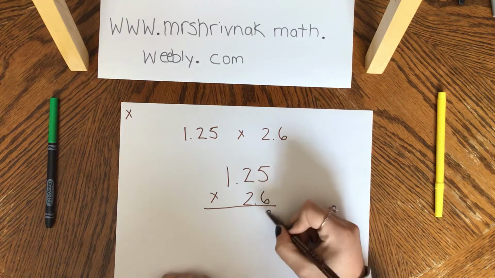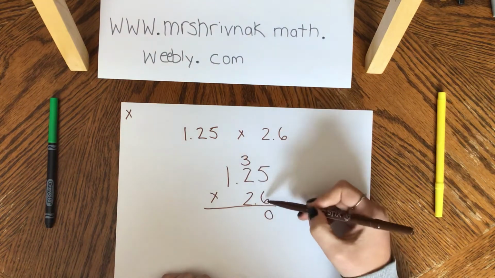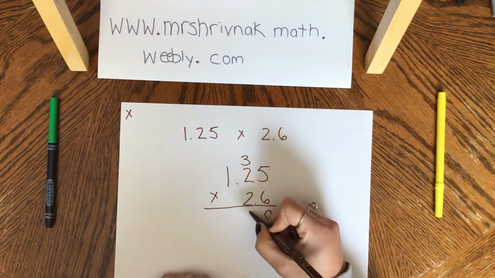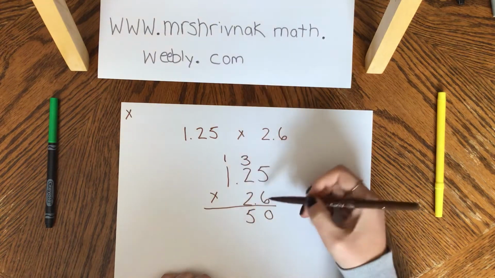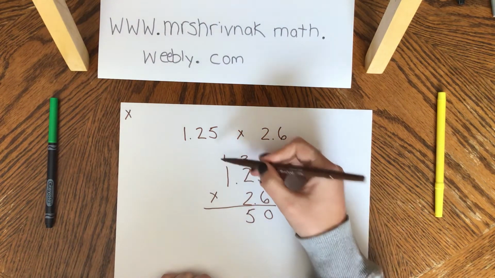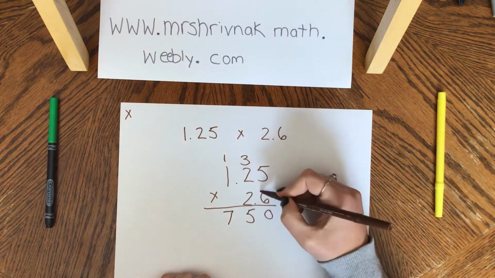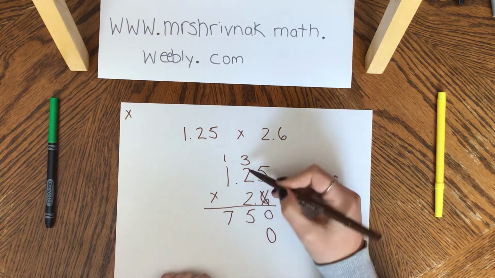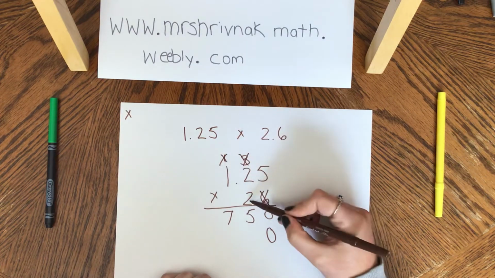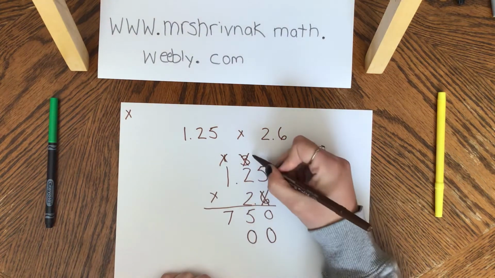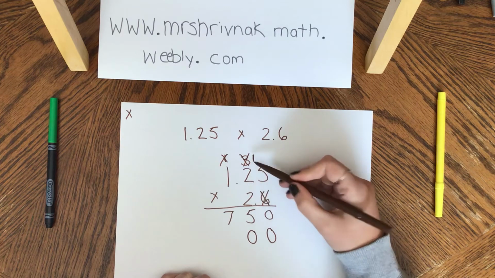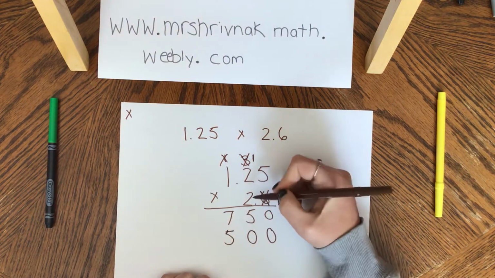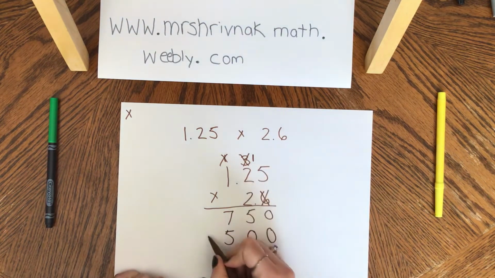6 times 5 is 30. 6 times 2 is 12, plus 3 more is 15. 6 times 1 is 6, plus 1 is 7. I'm done with the 6. I'm going to now multiply by the 2. 2 times 5 is 10, carry a 1. 2 times 2 is 4, plus 1 is 5. 2 times 1 is 2.